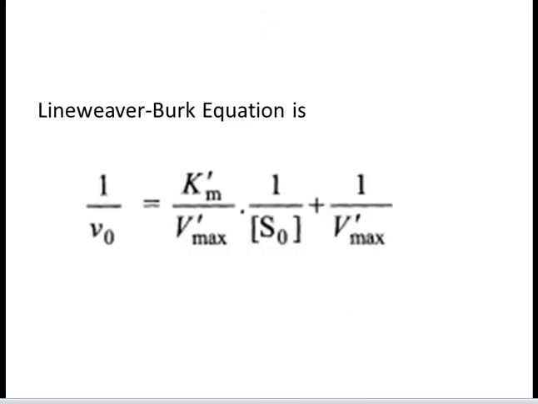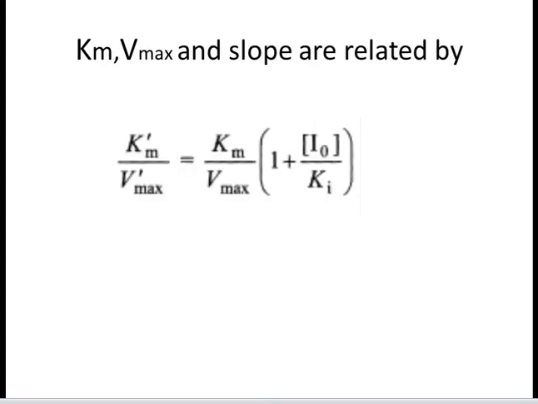So here the Lineweaver equation becomes 1/V0 = K'_m/V'_max times 1/[A0] + 1/V'_max. And thus the Lineweaver plot will be linear. However, in general, K_m, V_max and slope, which equals K'_m/V'_max, is equal to K_m/V_max times (1 + [I0]/K_i).